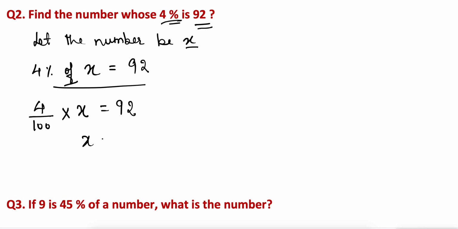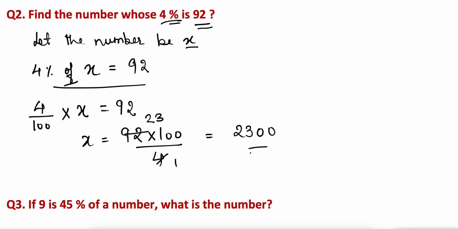So x will be 92 multiplied by 100 divided by 4. As 100 is in the denominator, after the equal sign it will go in multiplication, and 4 is in multiplication with x. To find x, it will go in the denominator. So this is the expression. Now 4 ones are 4, 4 twos are 8, 4 threes are 12. So x is 2300. So the number is x here, whose 4% is 92.